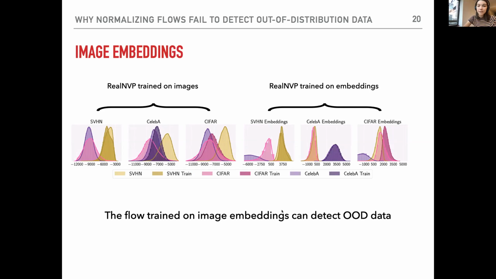What we see is that typically for the image data sets, SVHN gets higher likelihood regardless of what the trained data set was. But in the case of embeddings, the flow typically can distinguish the in-distribution and OOD data. So semantically rich embeddings produced by this deep pre-trained network make it easier for the flow to focus on the semantic content and be able to distinguish anomalous data.